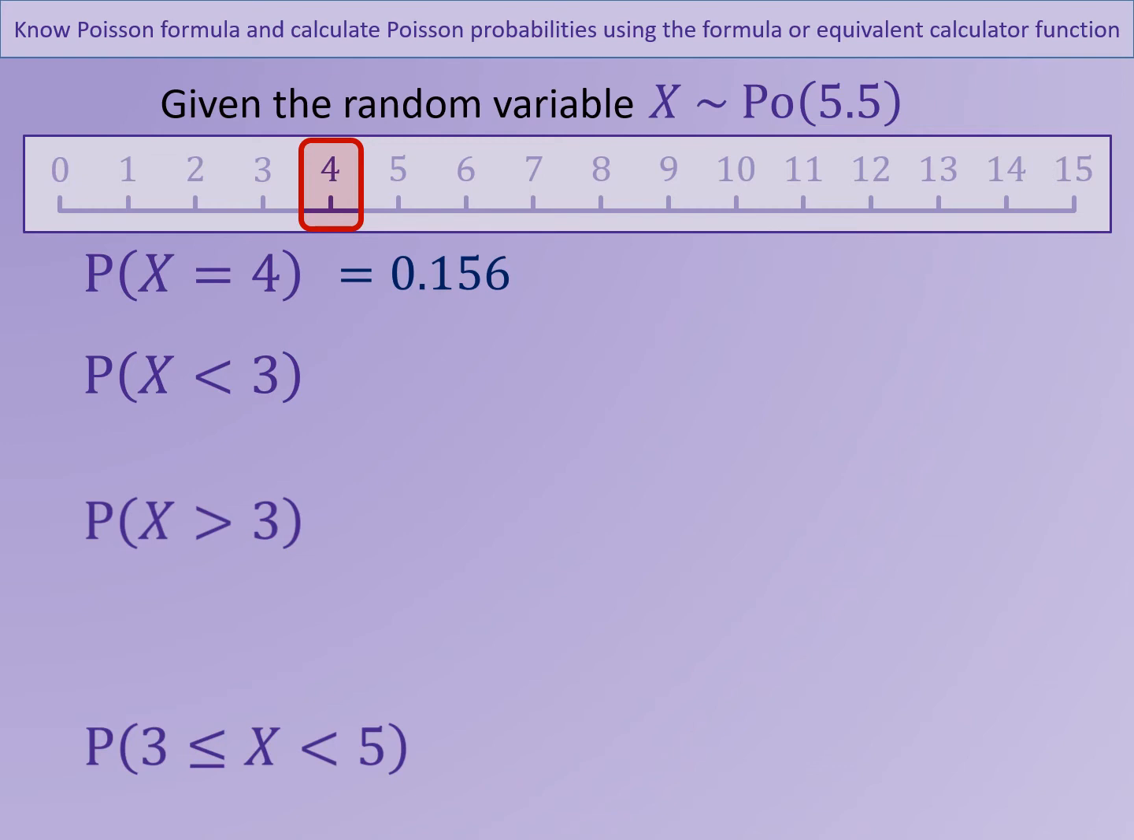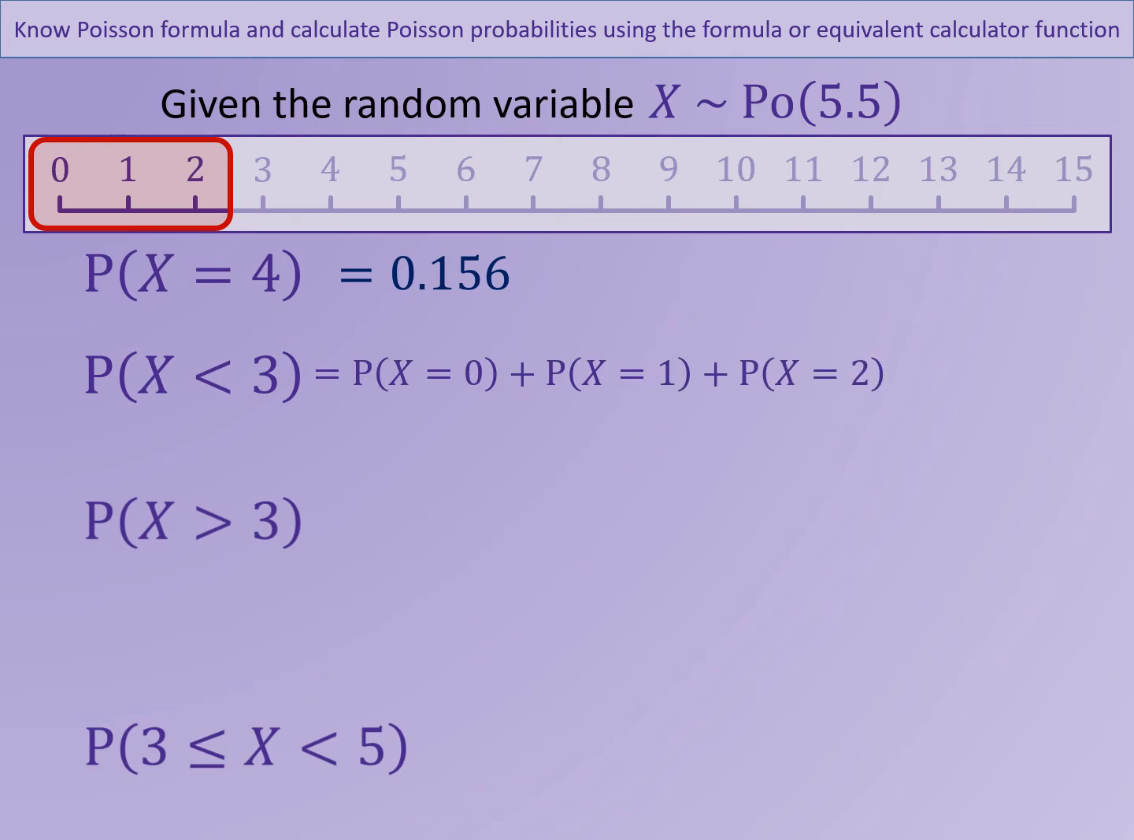For the probability that x is less than 3, we see that this means that x could be 0, 1 or 2. Note that x can't be negative because x needs to be the number of times that an event occurs, so it must be 0 or greater. So we could calculate the three probabilities for x equals 0, x equals 1, x equals 2, and add the three together, giving us this probability.